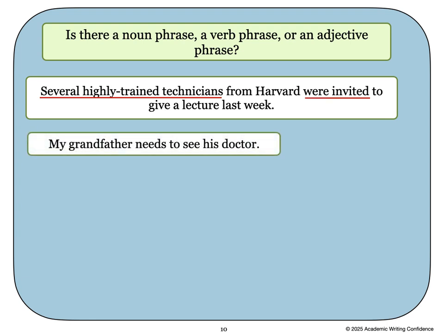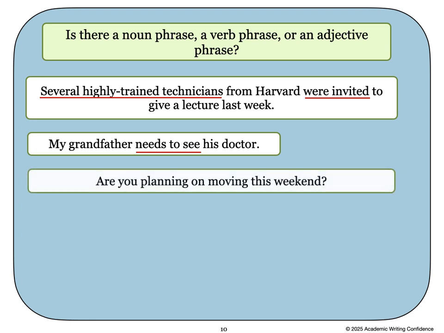My grandfather needs to see his doctor. Here we have a verb phrase. Are you planning on moving this weekend? We have a noun phrase at the end of the sentence as well as a verb phrase at the beginning.